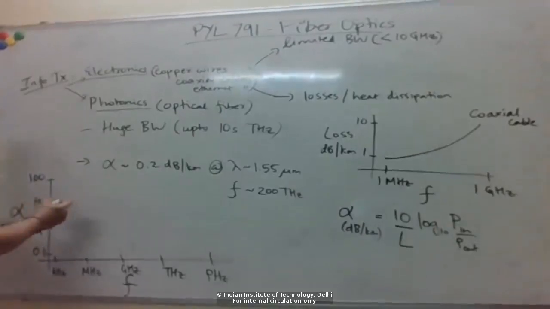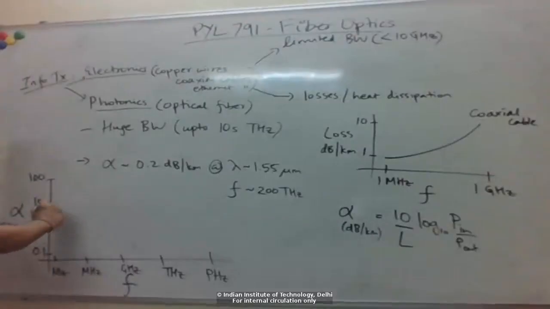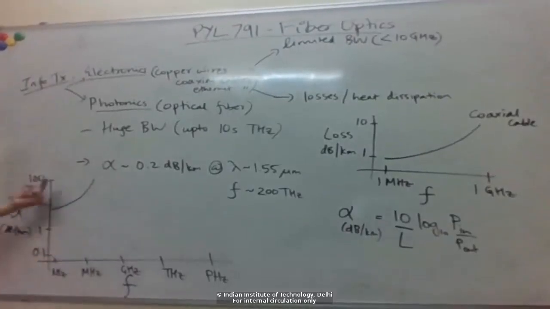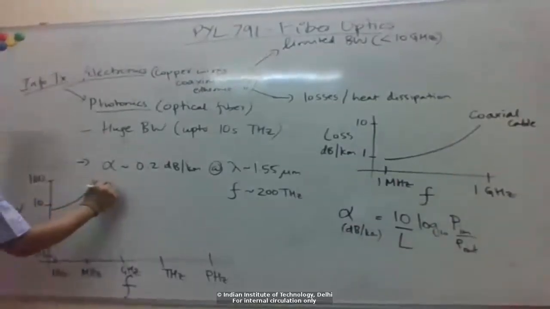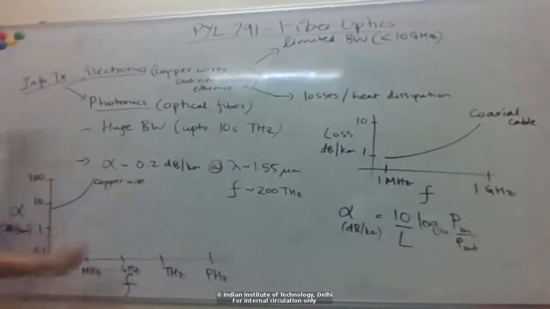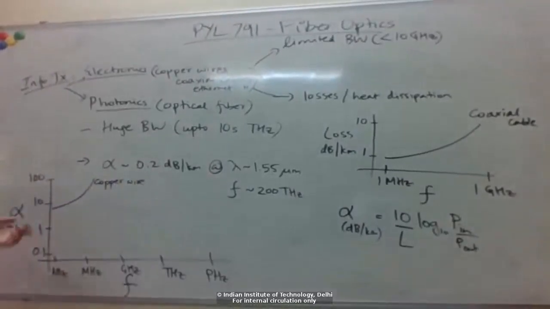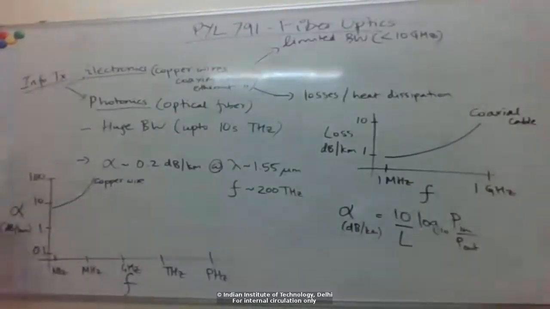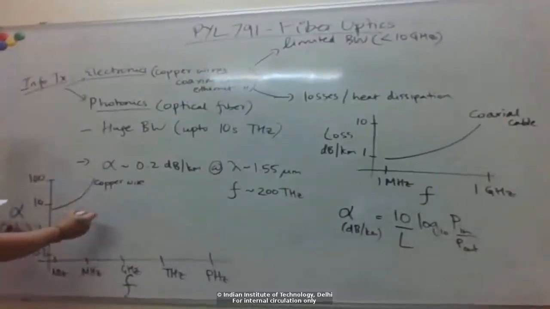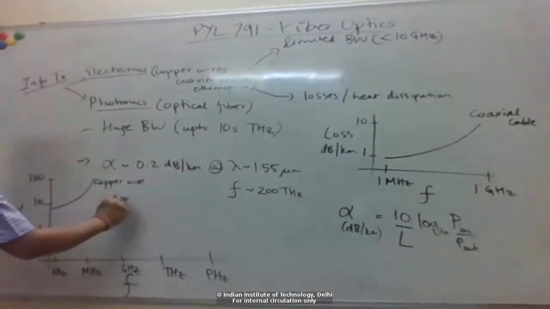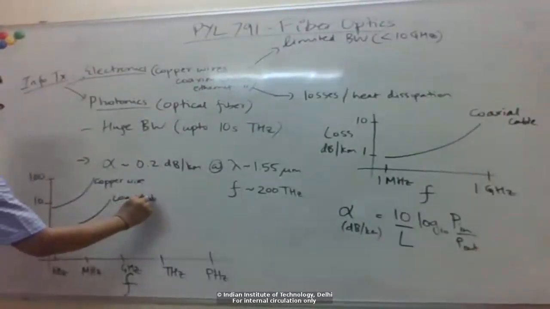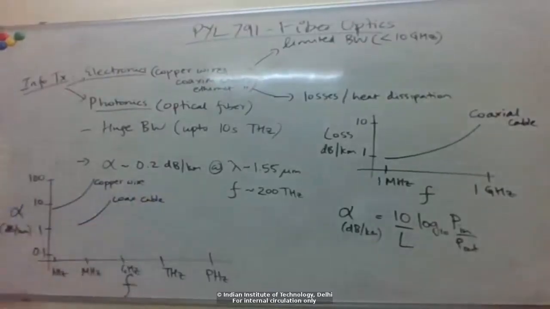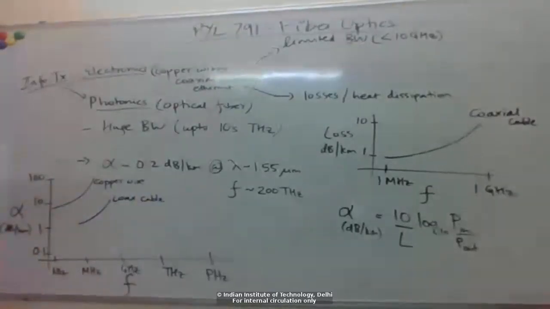The earliest technology that people used was just copper wire. That's right up here: very low frequencies and very high losses. The early telegraph systems, for example, were here. Then we moved to slightly better technologies, like coax cable. The loss is, let's say, an order of magnitude lower, and you can go to an order of magnitude higher frequency.